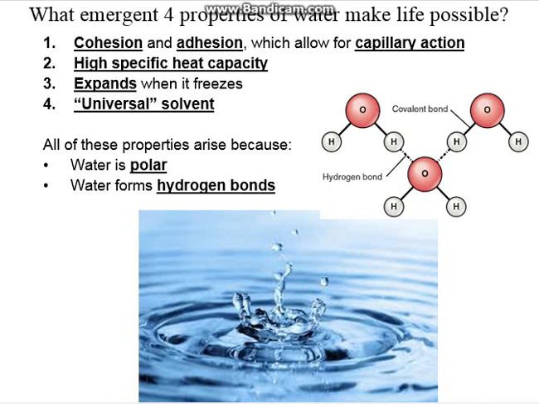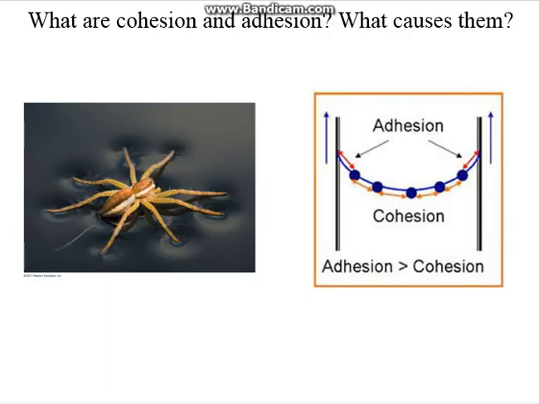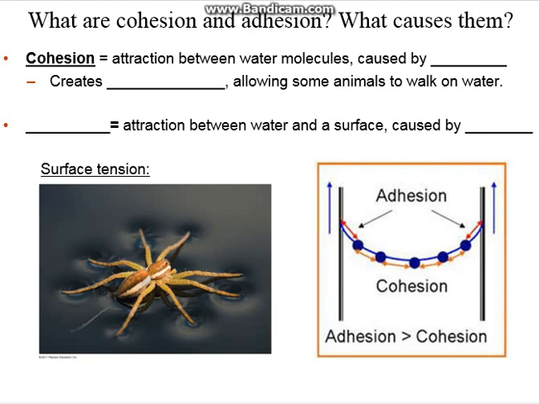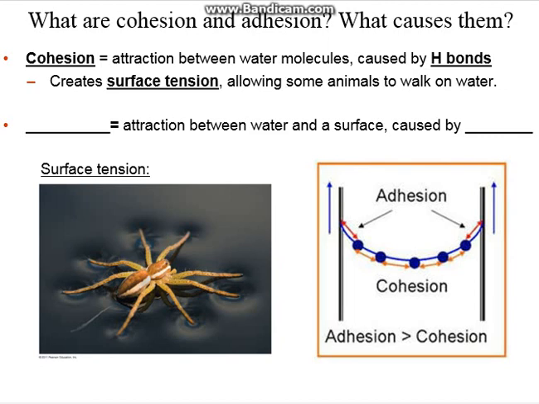Water forms hydrogen bonds. Let's look into this a little bit more when it comes to capillary action. So our question is, what are cohesion and adhesion, and what exactly causes them? Cohesion is the attraction between water molecules caused by hydrogen bonds. This is going to create surface tension, which allows some animals to walk on water. Just like the quiz that we had, we have striders that have hydrophobic ends on the bottom of their legs that help them walk.